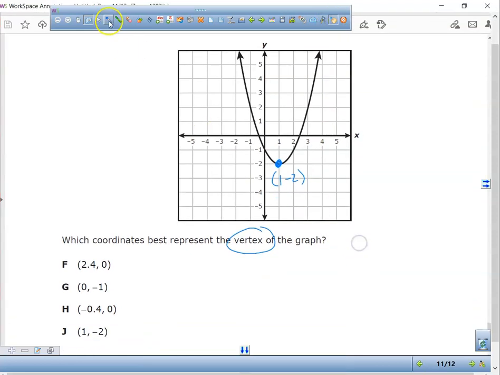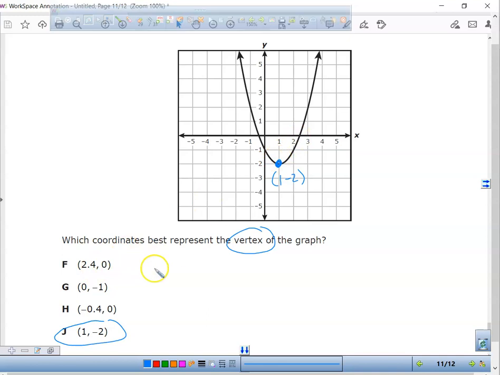-2. Answer choice J. Okay. What does this represent? Anybody remember that 2.4? What do you think that represents? That represents a 0. What does this also represent? The other 0. And what does this represent?